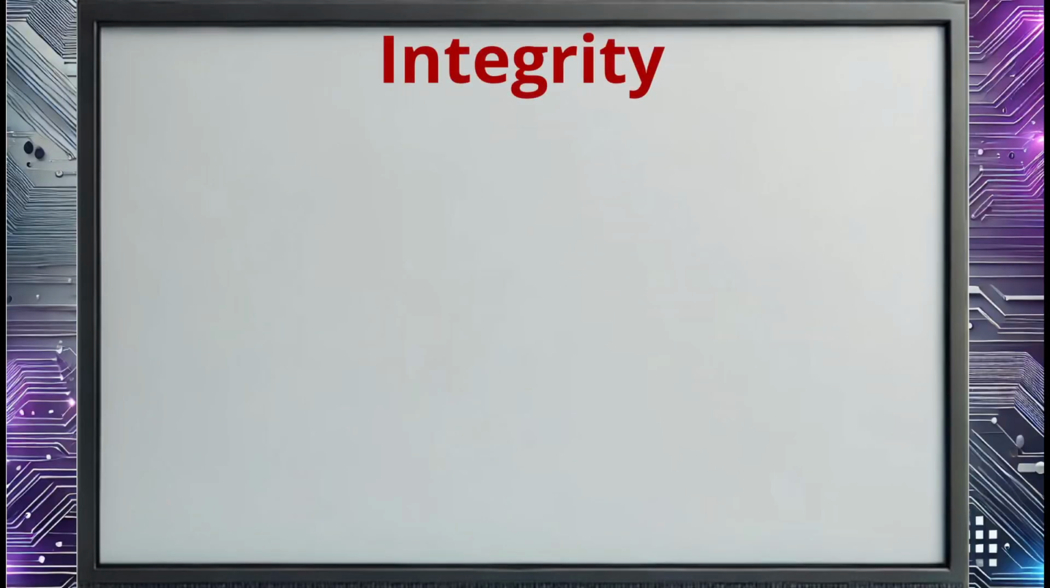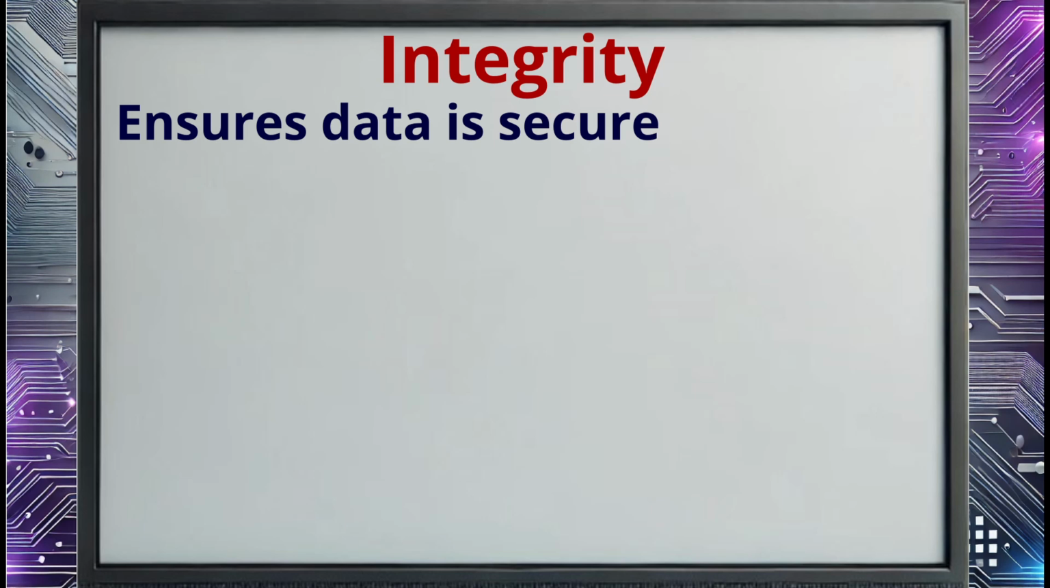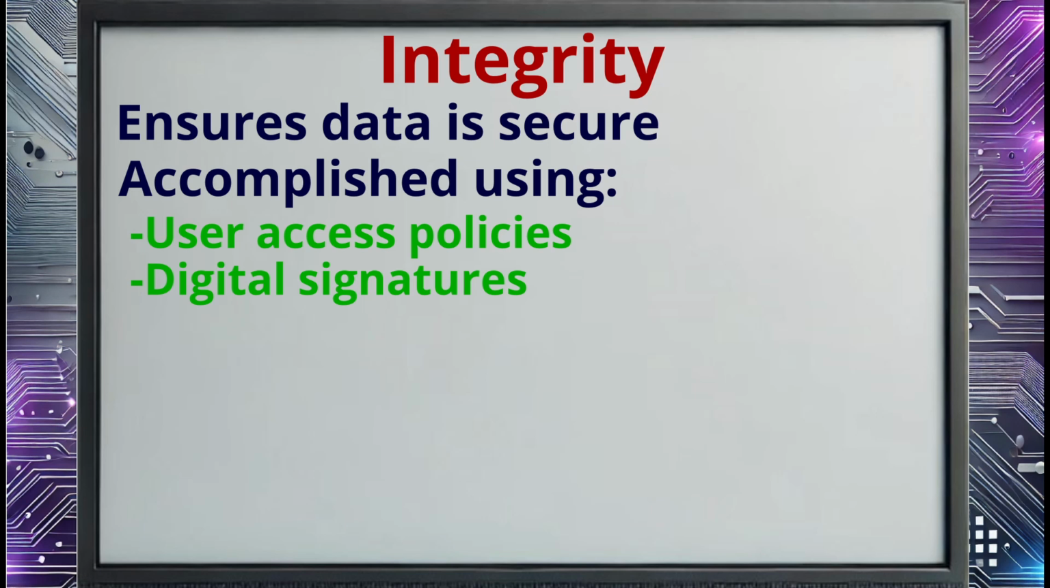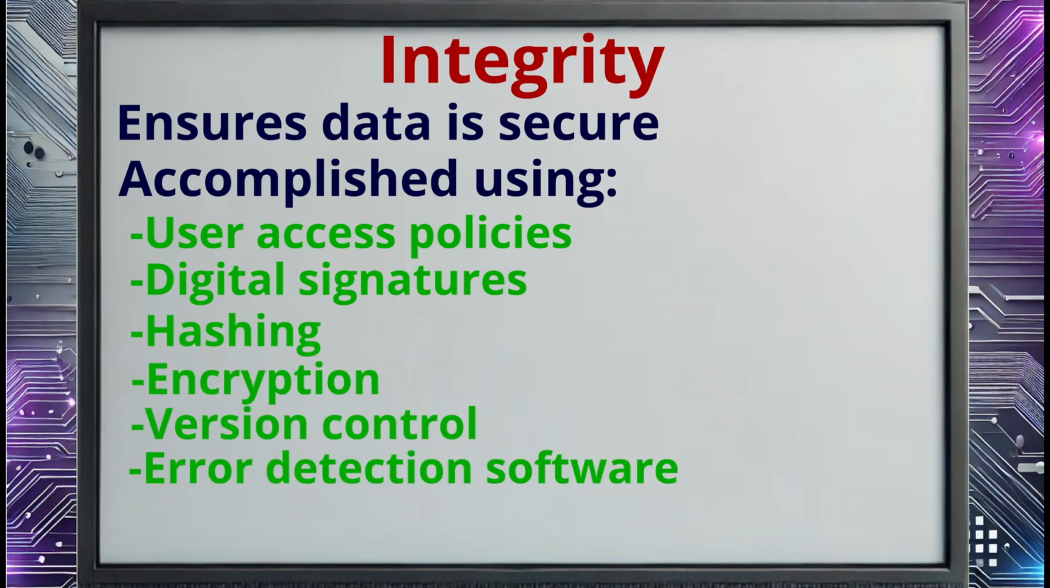Now, let's look at integrity. Integrity refers to data resources being protected from unauthorized manipulation, ensuring that everything's secure, accurate, and trustworthy. This includes data at rest and data in transit. Data integrity protection includes user access policies, digital signatures, hashing, encryption, version control, error detection software, separation of duties, and employee training. Each of these steps can help safeguard data.